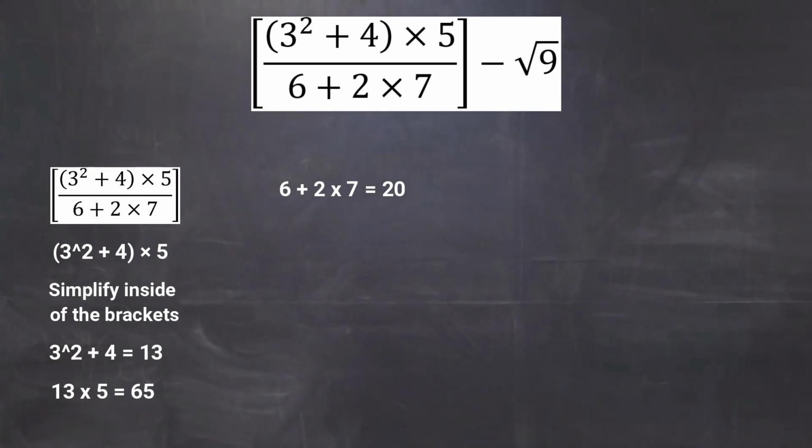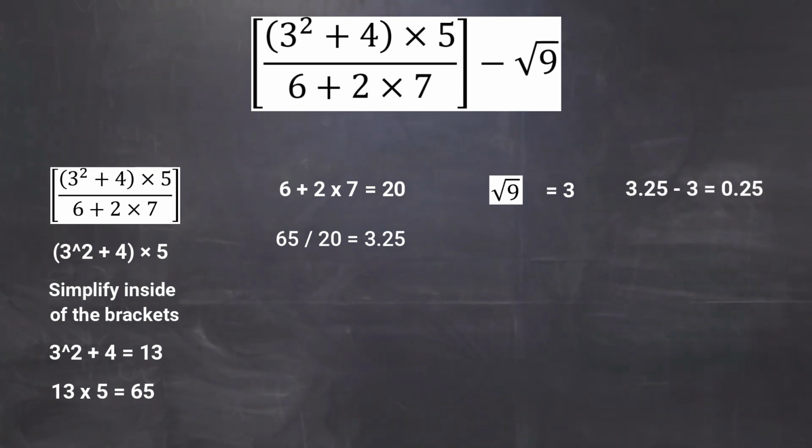Now you can simplify the brackets. Upside of the brackets we get the answer of 65, and downside of the brackets, we get the answer of 20. So, there is a division inside the brackets. We get the answer of 3.25 by simplifying the brackets. After simplifying the brackets, we have to find the square root of 9. It is 3. To get the final answer you have to subtract 3 from 3.25. The final answer is 0.25.